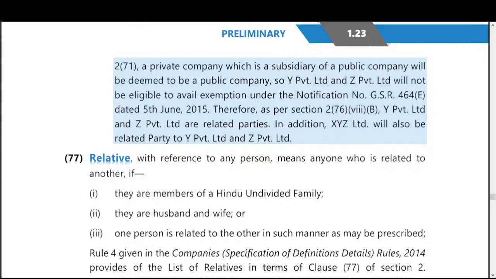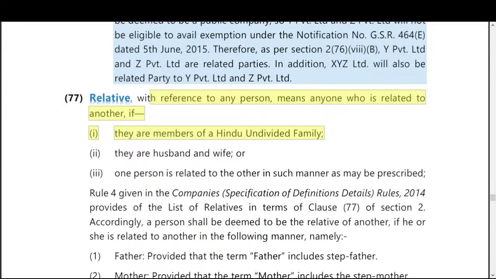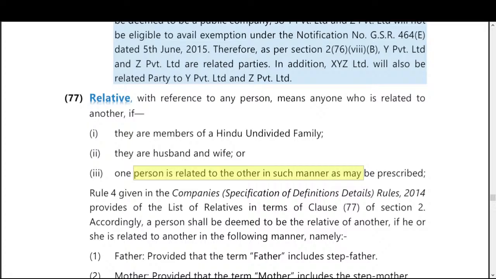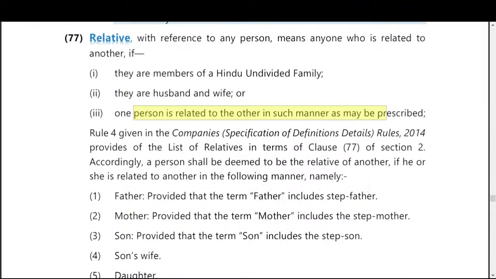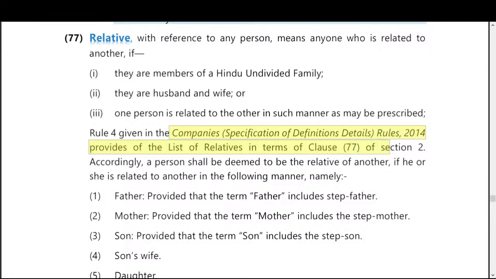Alright, next, 77. Relative, with reference to any person, means anyone who is related to another if they are members of a Hindu undivided family, they are husband and wife, or one person is related to the other in such manner as may be prescribed. Rule 4 given in the Companies (Specification of Definitions Details) Rules 2014 provides the list of relatives in terms of clause 77 of section 2.